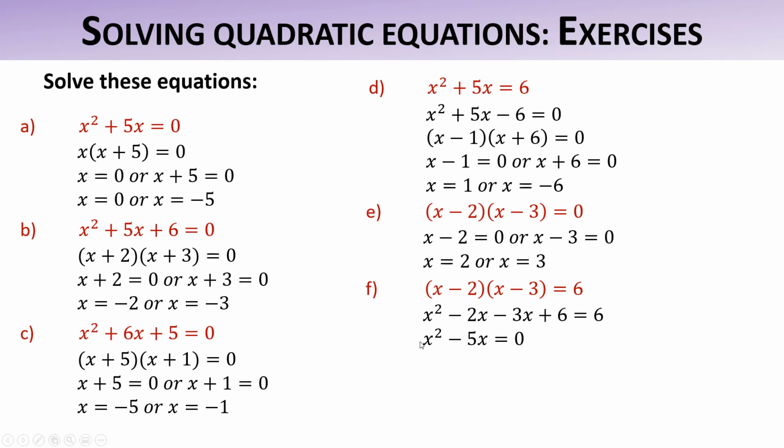And we can factorize this because both terms have x as their common factor. So we get x times x minus 5 equals 0, which means that either x is 0 or x minus 5 is 0. So x is 0 or x is 5.